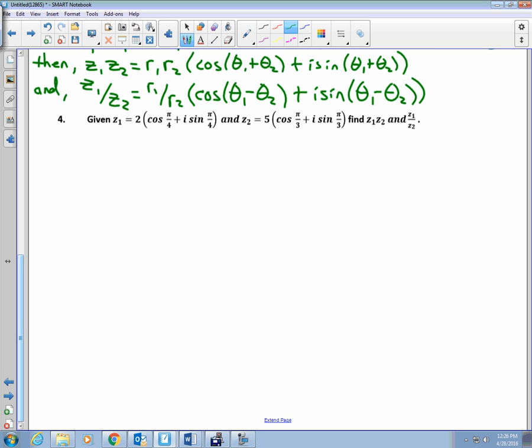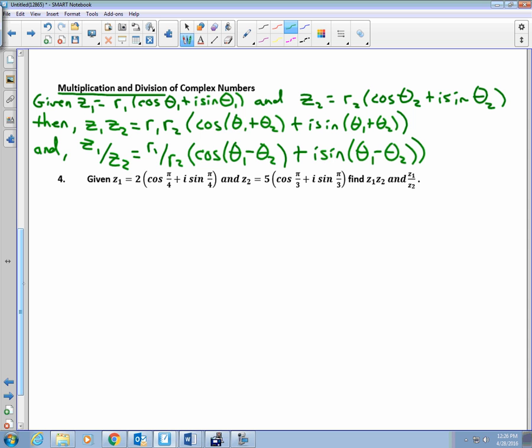So we'll do one example here where it says find z1 times z2. That's what we're going to do right now. That's z1. That's z2. If I multiply them together, what do I do with the r values? And what do you get? 10.